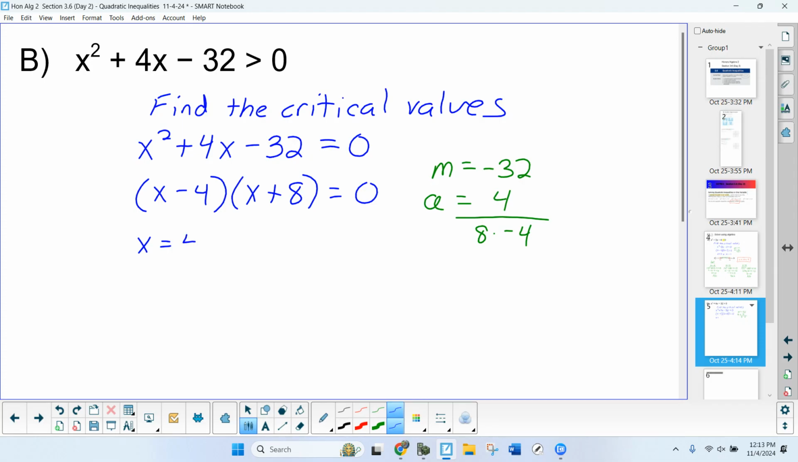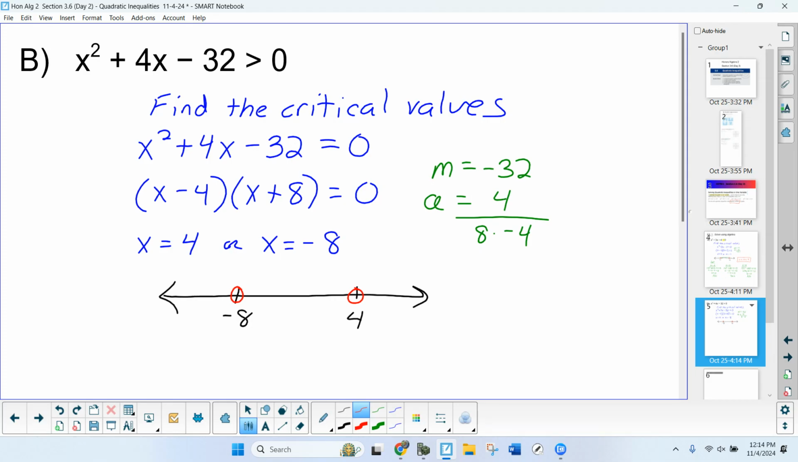x = 4, x = negative 8. Okay, are we done? No. Okay, you're not done. The answer to an inequality is an inequality. So now I'm going to come to a number line, and I'm going to put negative 8 over here and positive 4 over there. Are you guys going to put open circles or closed circles? Addie, open or closed? Why open? Because it's just greater than.